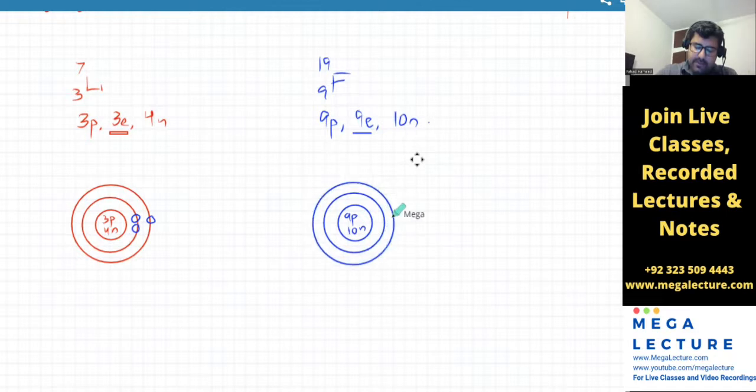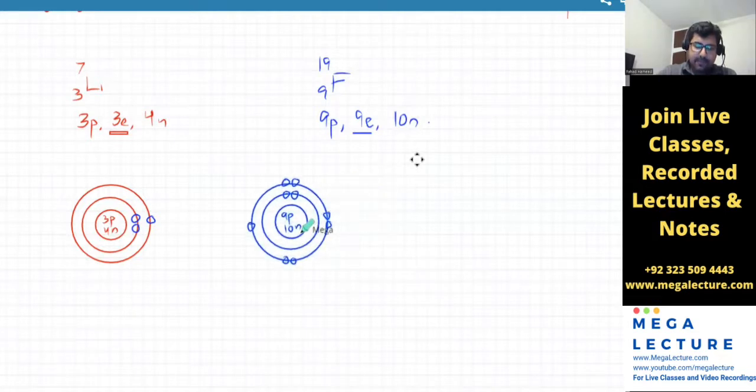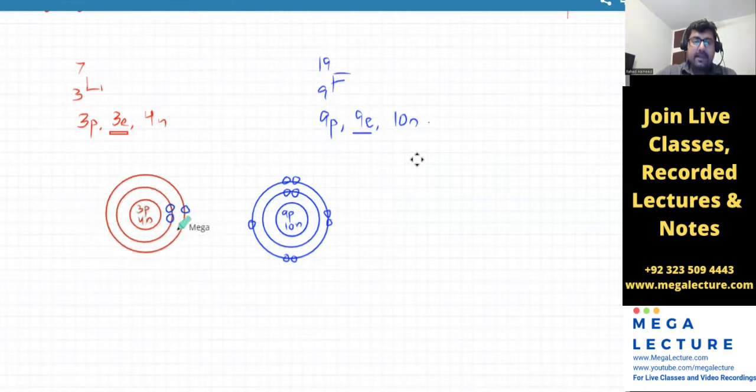So this one is going to have a total of 9 electrons, 2 in the first, 7 in the second one. Because that's what an atom of fluorine looks like. Here, that's your atom of fluorine, and that's your atom of lithium over here.